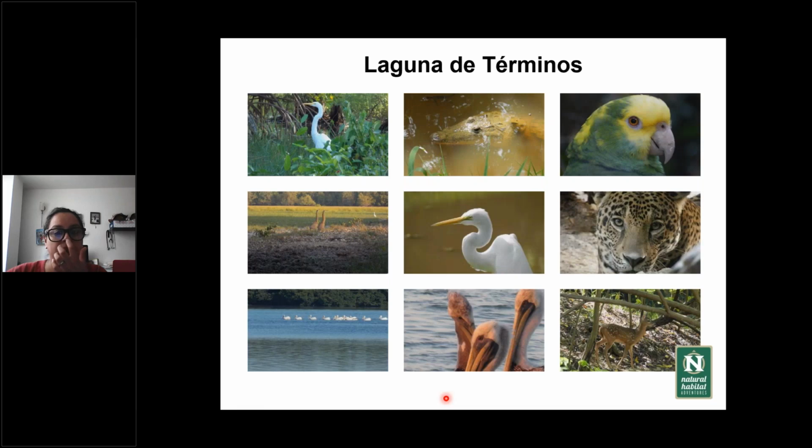Other representative fauna in the Laguna de Terminos are the crocodiles. There are plenty over there, and they live together with a bunch of birds, both migratory and all-year local birds. There are some records in the area of jaguar, of course, as it is part of the distribution range for jaguars, and some white-tailed deer as well.